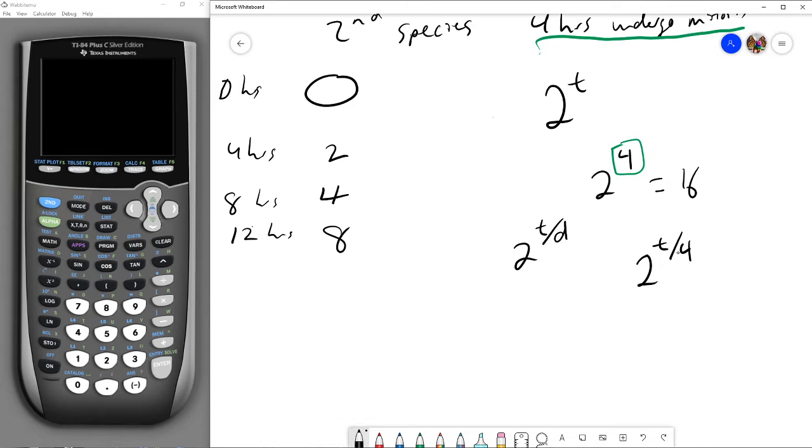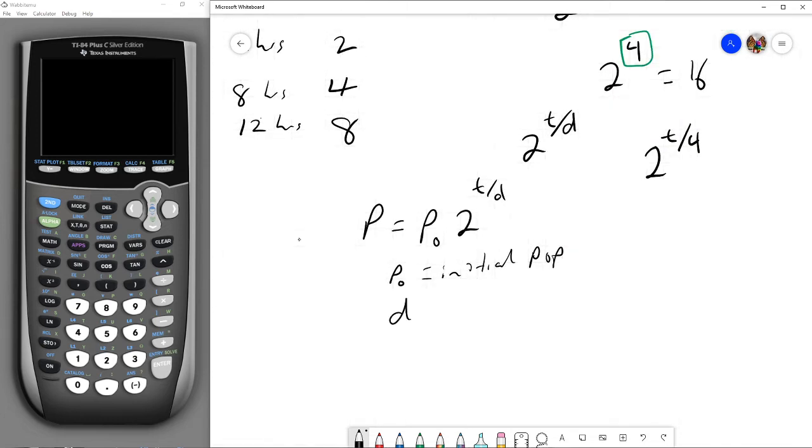So what this d represents is the doubling time, the time it takes for a population to double. So let's summarize. So our population, we could think of it as p naught times 2 to the t over d, where p naught we said was the initial population. But now we have this quantity d here, and that's going to equal the time required for the population to double.